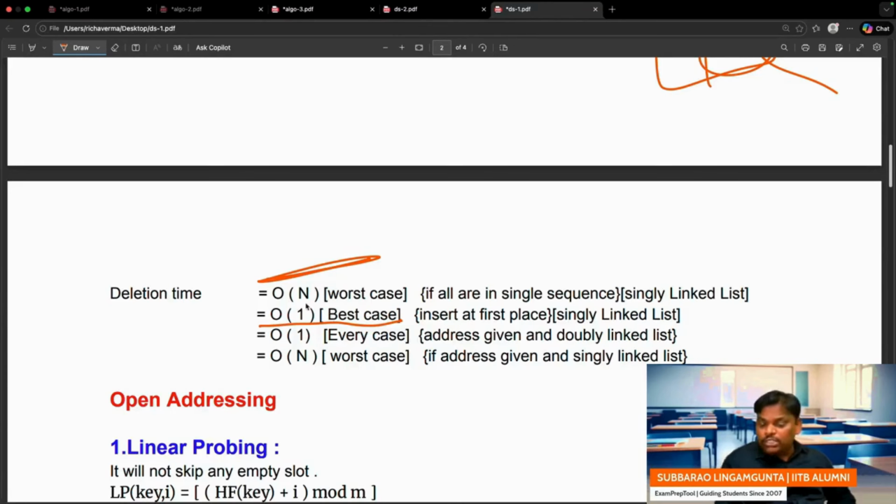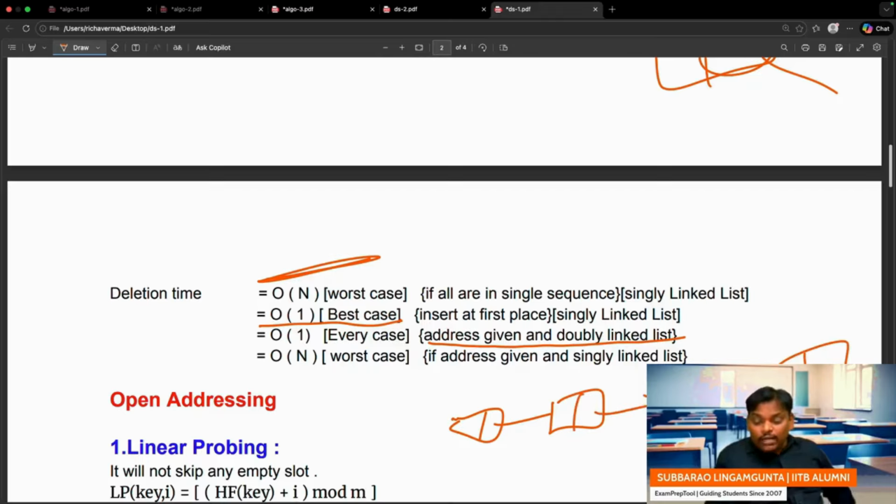Now deletion, how much time? See this one, the address of a node is given, and it is a double linked list. You want to delete a particular node in the chaining, but that node's address is given. It is a linked list, and a double linked list also means you can go back. Then what is the answer? So you can go back, and you can link both of them like this.